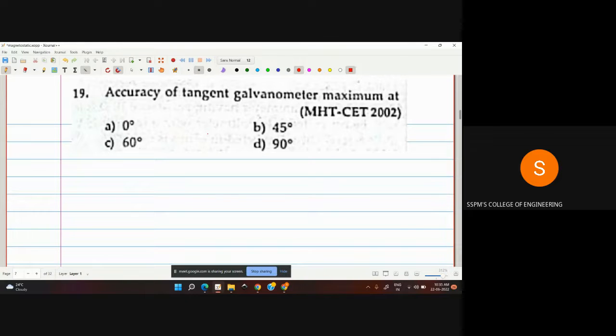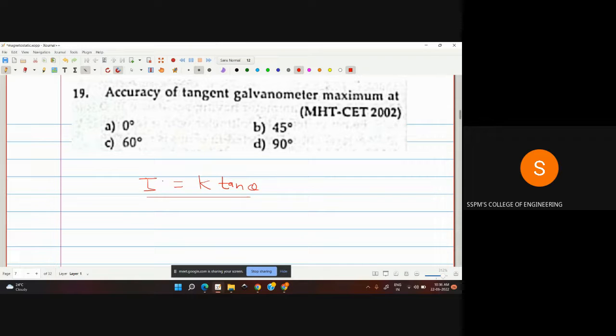Next, accuracy of a tangent galvanometer. Now what does this also have? A coil. There is a coil in the galvanometer. And why do we call it a tangent galvanometer? Because the current flowing through the galvanometer is proportional to tan theta, isn't it? Where theta is the angle between the magnetic flux and the current. So I is equal to K tan theta.